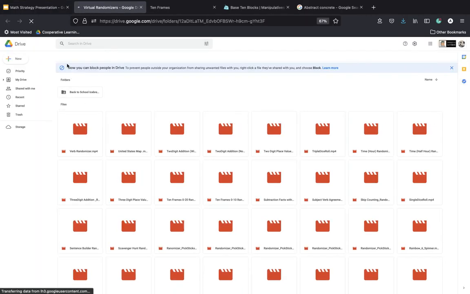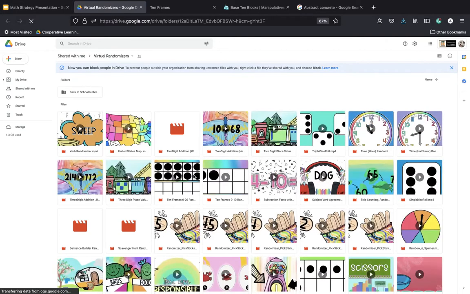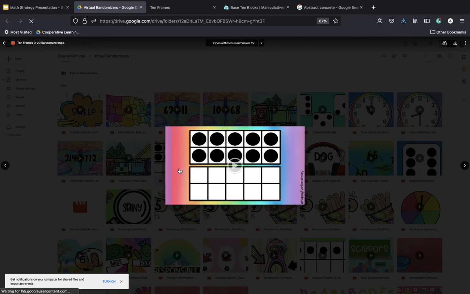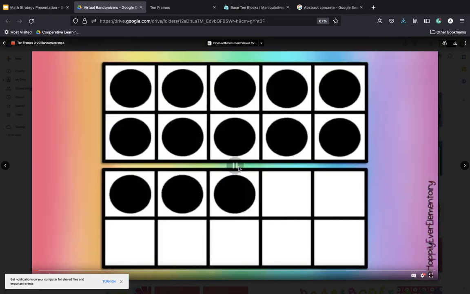Next, we have a virtual randomizer. This virtual randomizer supports students, and I'm sorry, you can see so many randomizers here. So we would ask the students to tell us when to stop, and then we would ask the students how many dots they see and how many tens and how many ones.